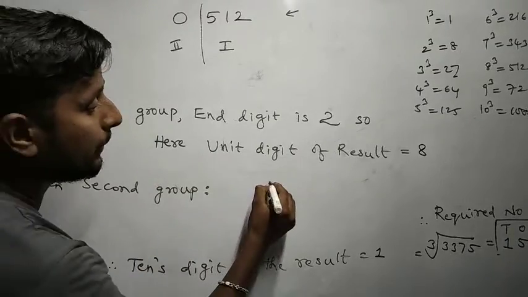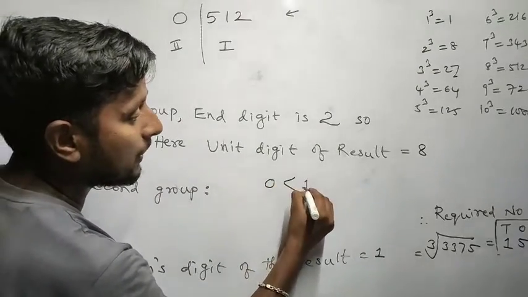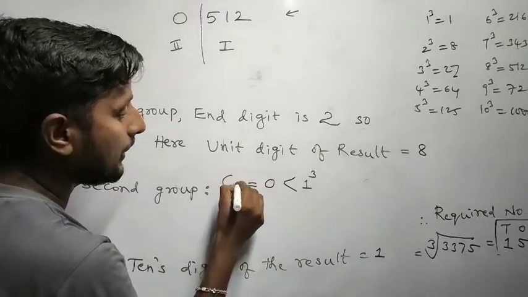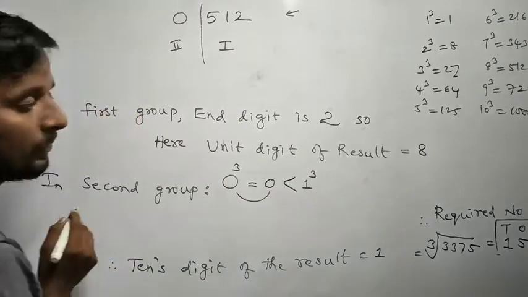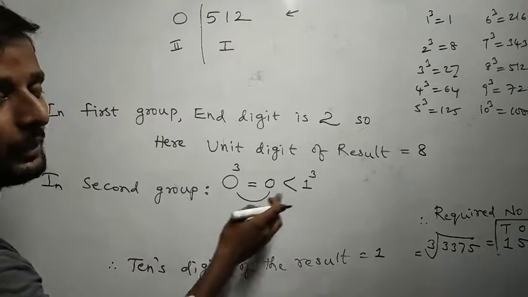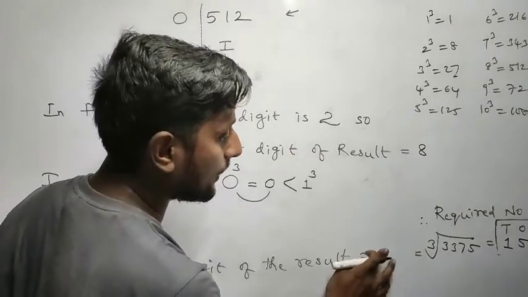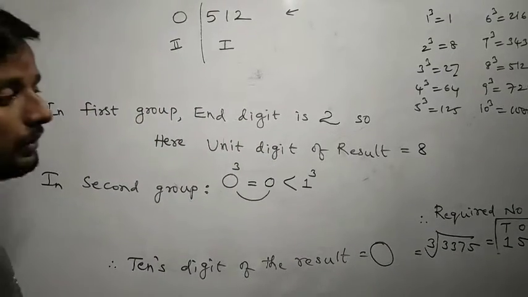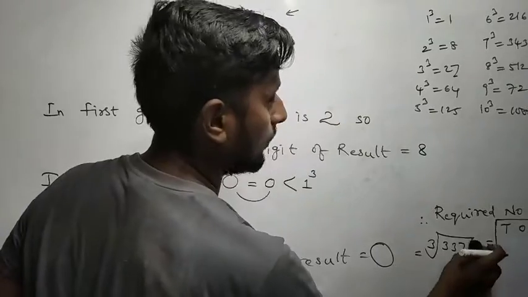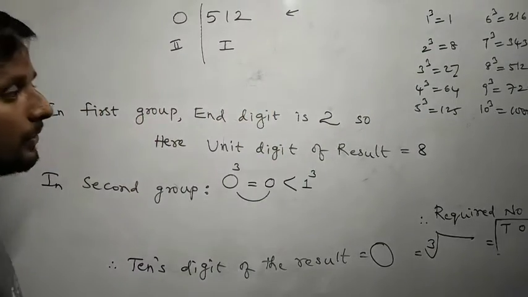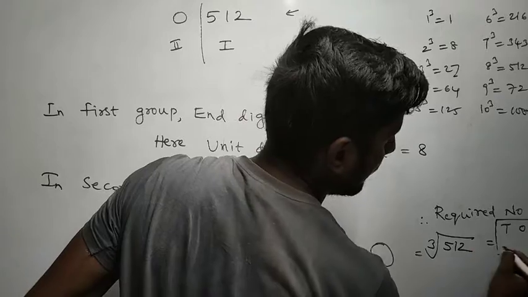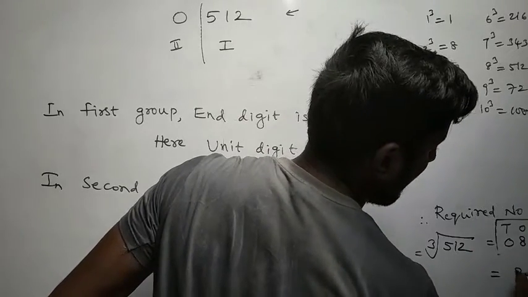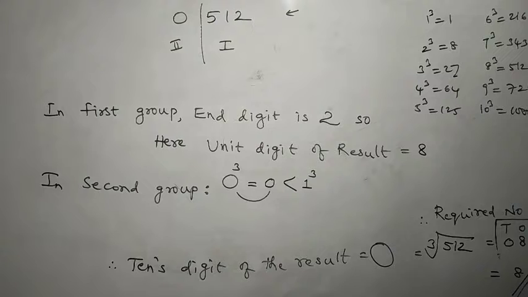Here what happened? The middle number is 0, but here we'll write 1 cube, but here equal is 0 cube. Correct? I said we'll always go with the smaller number only, not the bigger number. Am I right? So the tens digit of the result is 0. Yes? Now the answer is the cubic root of 512. We'll write here 0, here 8. Overall answer is 8. So the cubic root of 512 is nothing but 8.